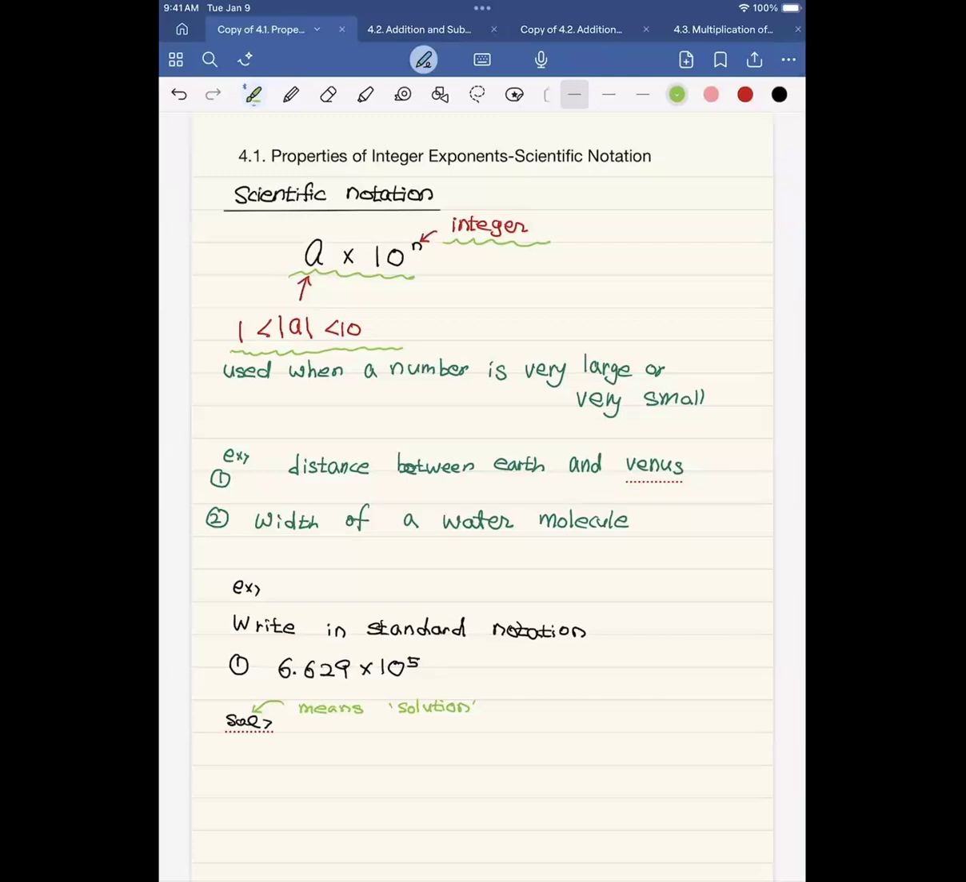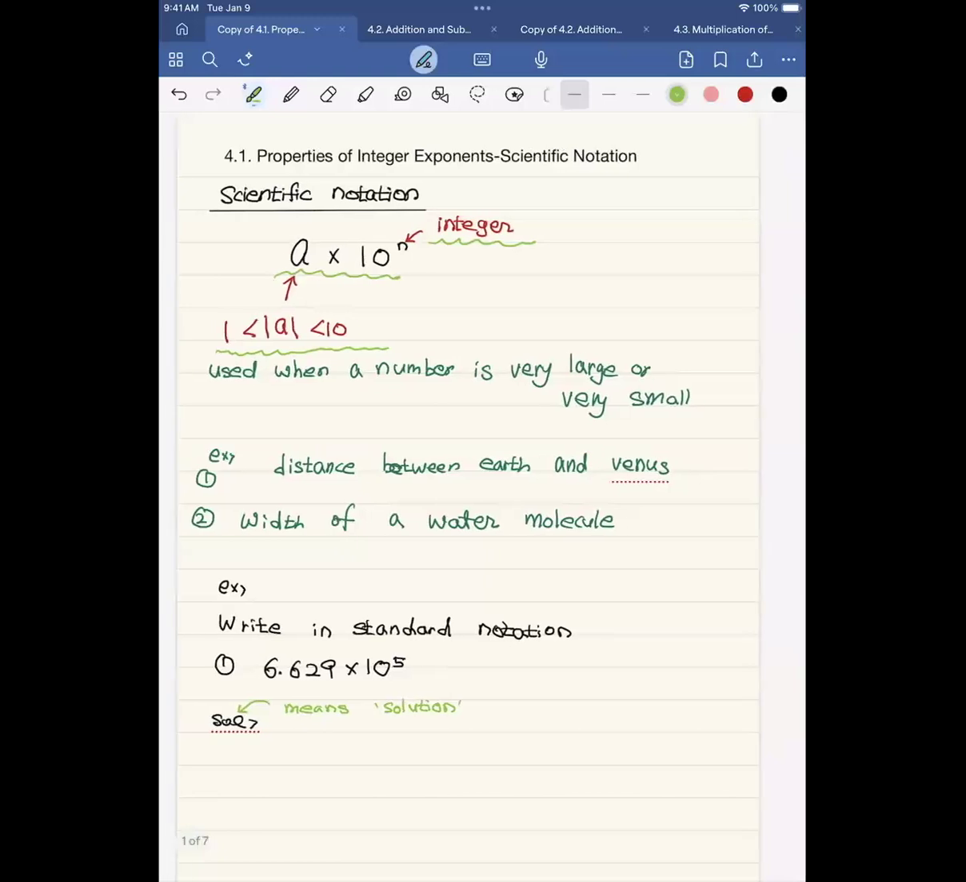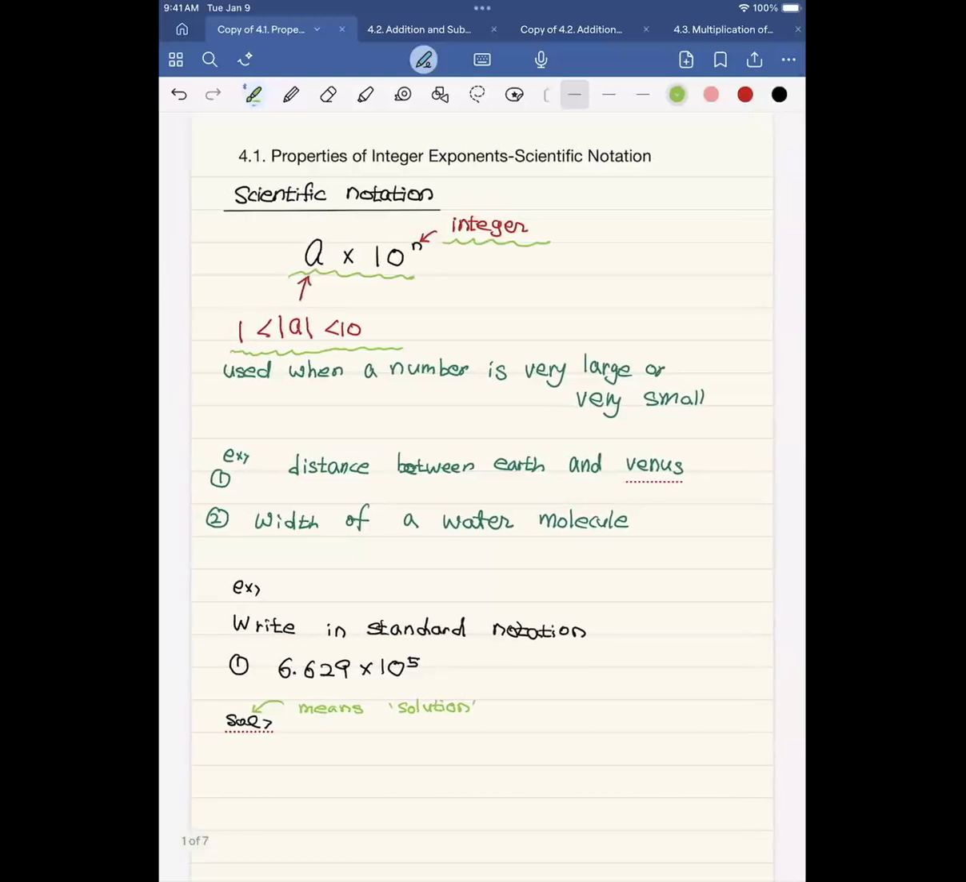For example, when we describe the distance between Earth and Venus, it's convenient to use scientific notation. And when the number is very tiny, like the width of a water molecule, it's convenient to use scientific notation. Let's go through some examples.